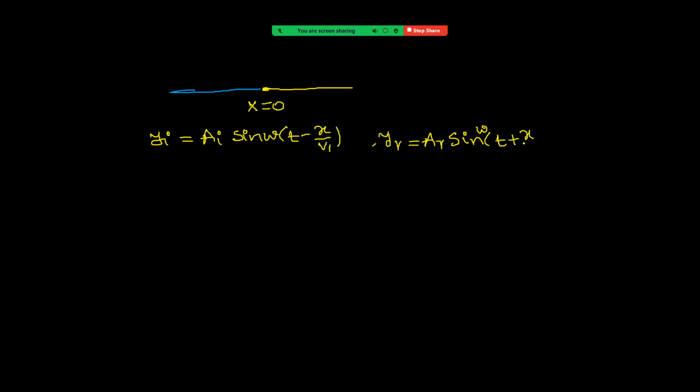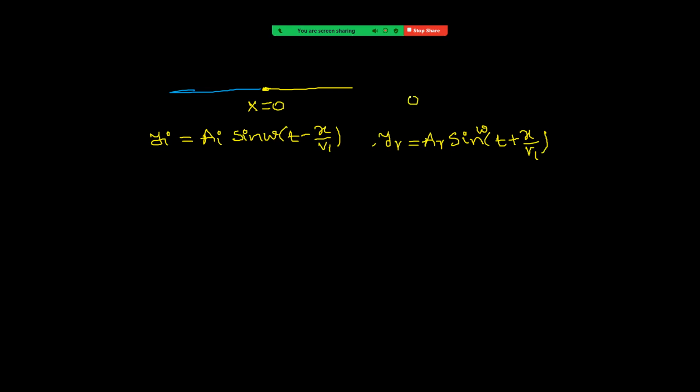Let us take this boundary as x equal to 0 to make the calculation simple. See carefully. y incident equals A incident sine, taking omega outside, omega t minus x by v1, taking the velocity in the first medium as v1. Next, y reflecting equals A reflecting sine, taking omega outside here, omega t plus x by v1, again v1, because the wave is reflecting in the same medium.